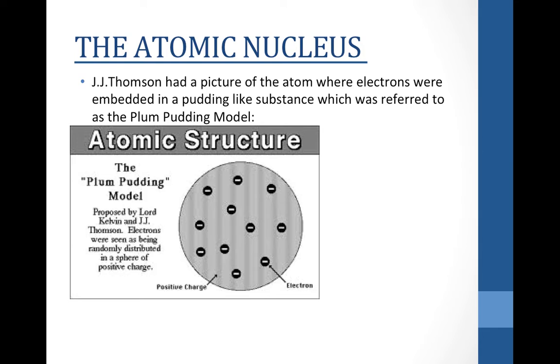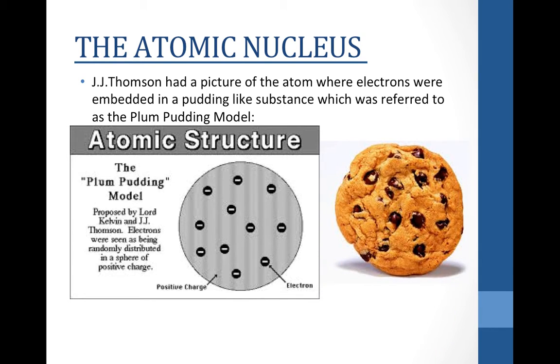Atomic nucleus. J.J. Thomson had a picture of the atom where electrons were embedded in a pudding-like substance, which was referred to as the plum pudding model. It's after an old-fashioned term of a cake in New England, kind of like a fruit cake. The plum pudding model was proposed by Kelvin and J.J. Thomson. Electrons were seen being randomly distributed in a sphere of positive charge, kind of like a chocolate chip cookie today.